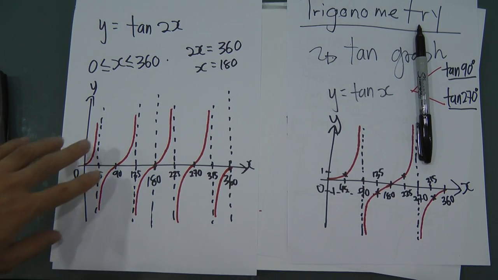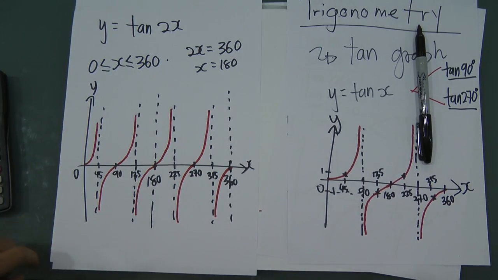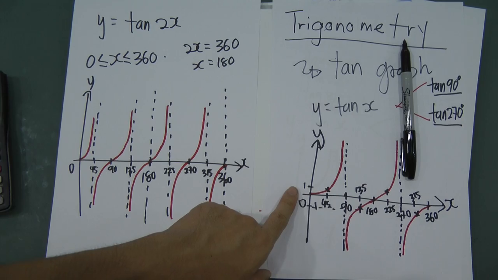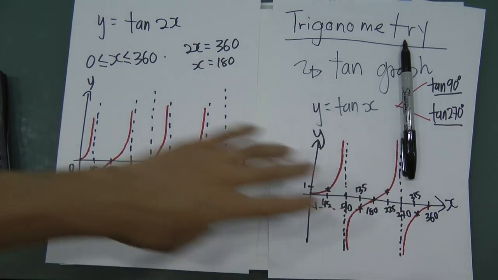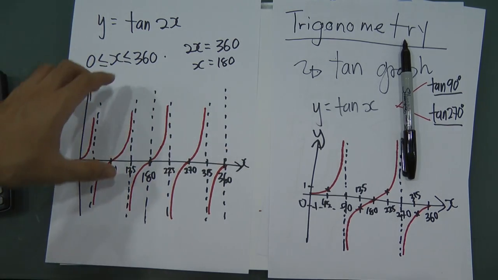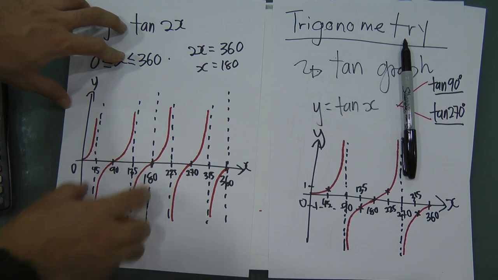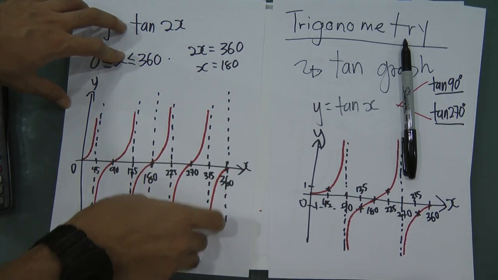Okay, this is what happens for tangent 2x. It means actually this is like 1 cycle. You're going to have 2 cycles in 1 period. Let's say 360 is 1 period. So actually, you will divide by 180. So here you will have 1 cycle. Here you have another cycle.